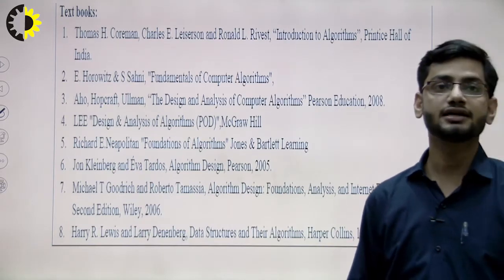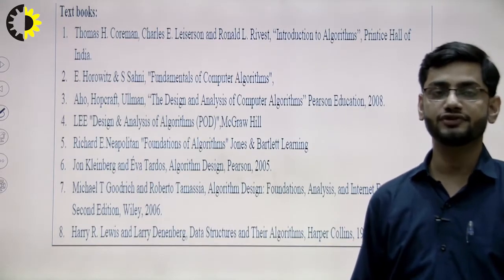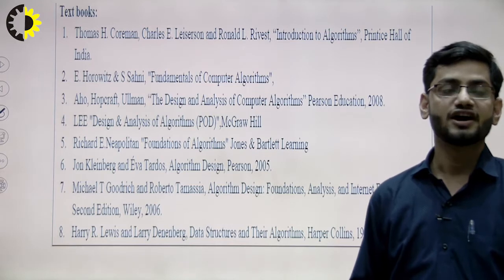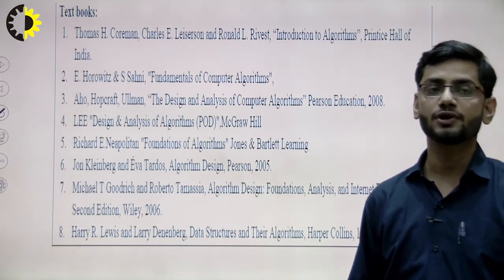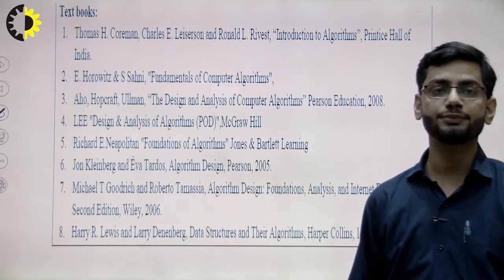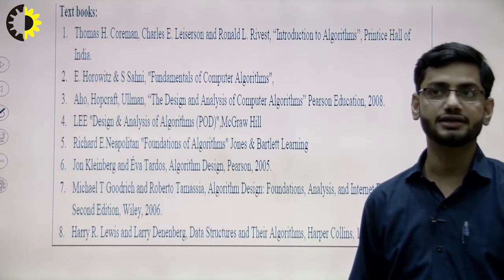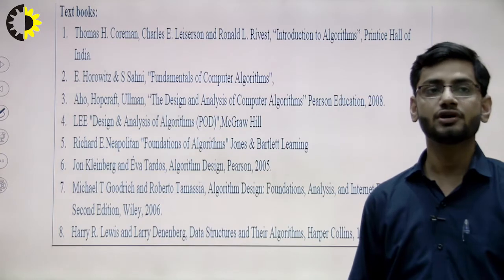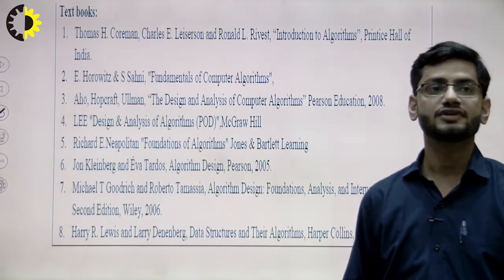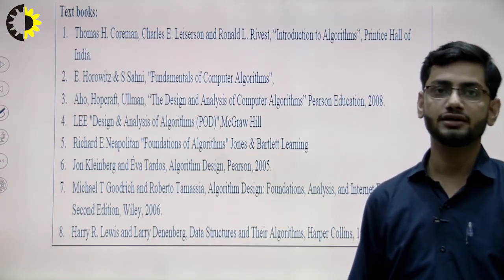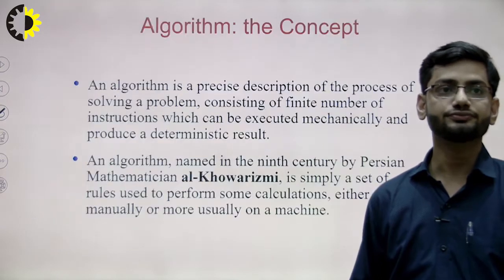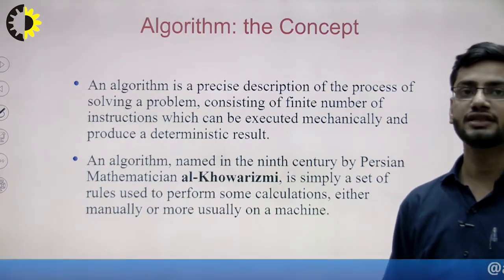So these are the various textbooks you can refer for this subject. First, that is Thomas H. Cormen, is a very important book for referring the algorithms and the theory purpose, and for numerical perspective Horowitz and Sahni, that is second book, is very useful. So I am starting with the subject.